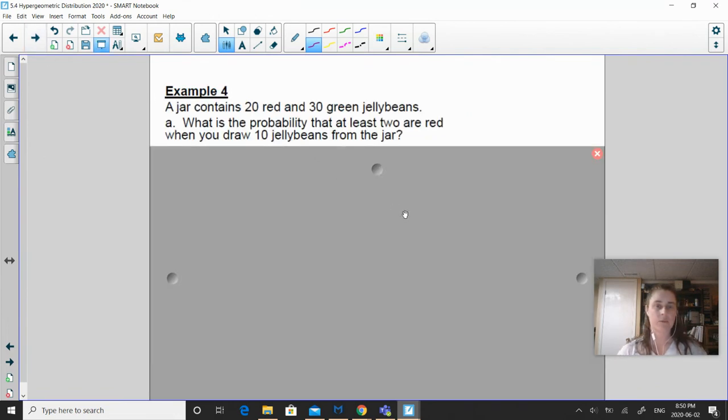One more example here. We've got a jar containing 20 red and 30 green jelly beans. It's Christmas. What is the probability that at least 2 are red when you draw 10 jelly beans from the jar?